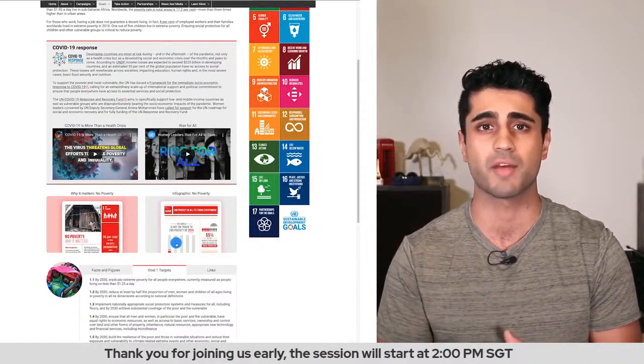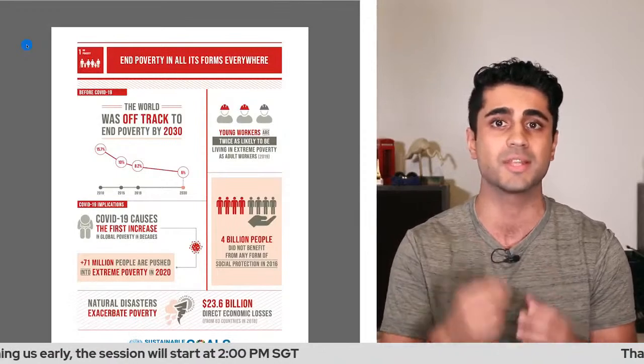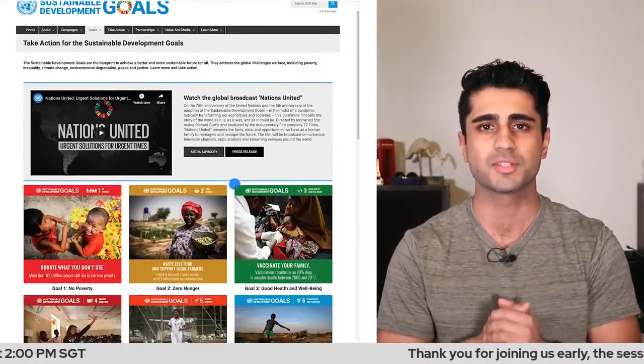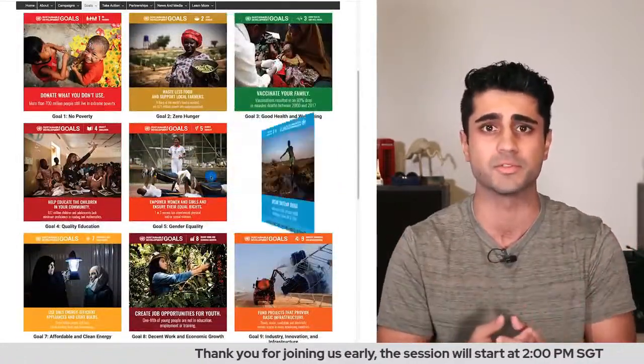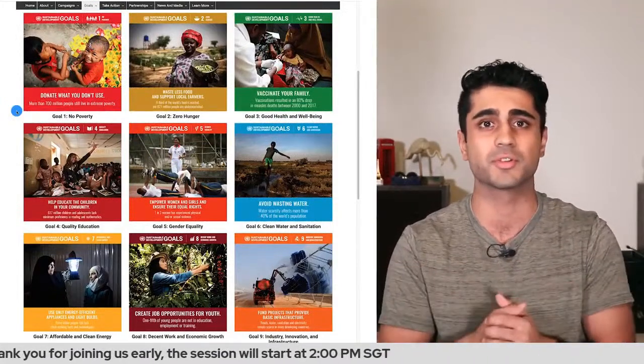There's also an infographic you can check out to get a high-level overview of the current state of things as it relates to the specific goal. Go over the rest of the goals to get familiarized with them and see if any ideas come to mind about solutions you can build using technology. If ideas do arise, write them down to brainstorm further later.